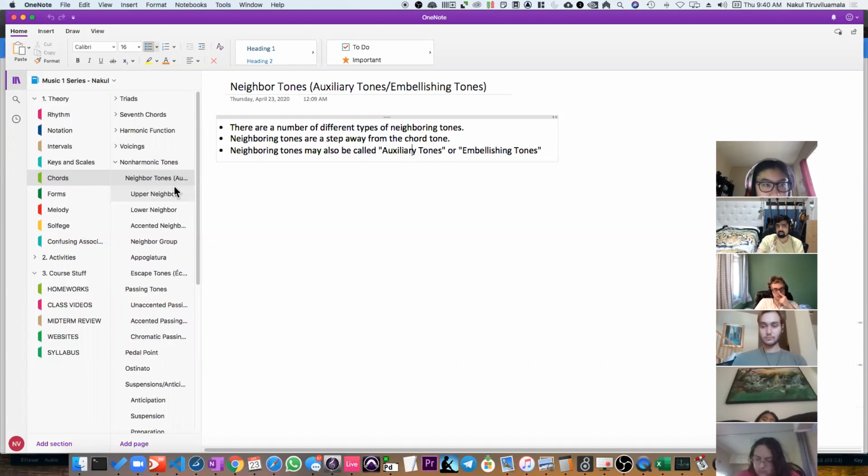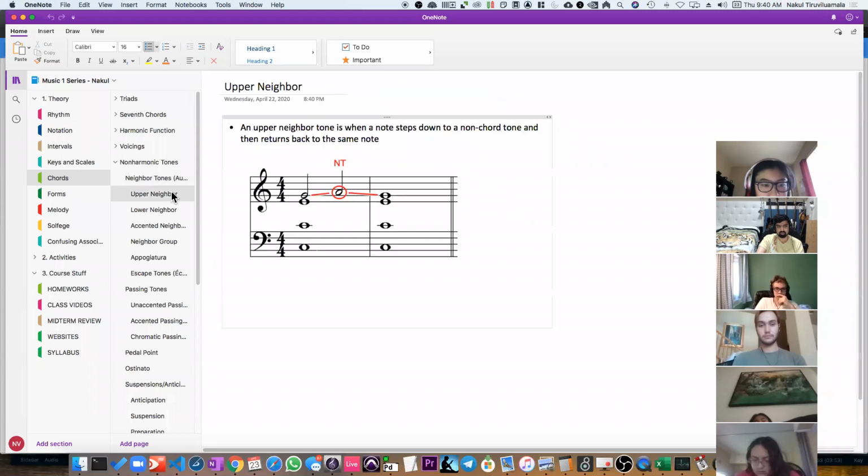So anyway, the first kind of device that I want to talk about are neighbor tones, or auxiliary tones, and embellishing tones. Those are other names for these devices, and there are a number of them. Basically the gist of neighbor tones is that they're one step away from the chord tone. They may be called auxiliary tones or embellishing tones, okay?